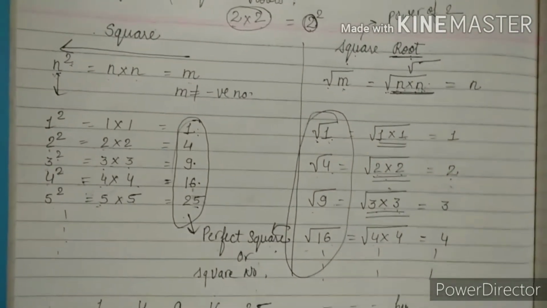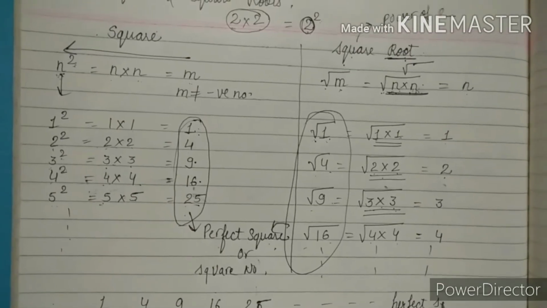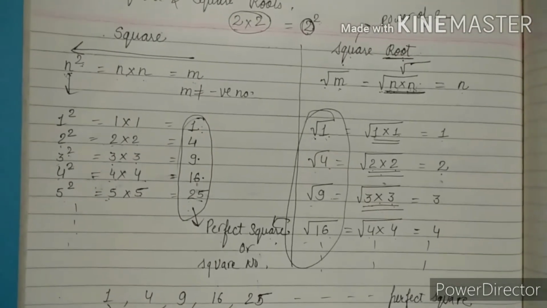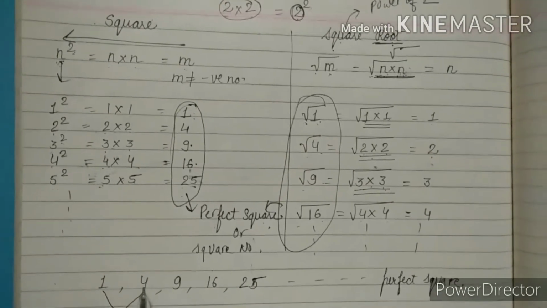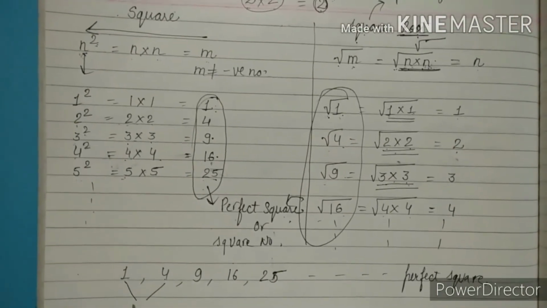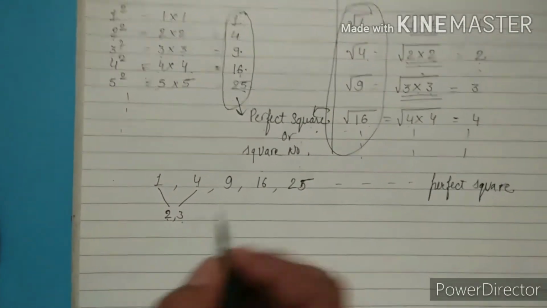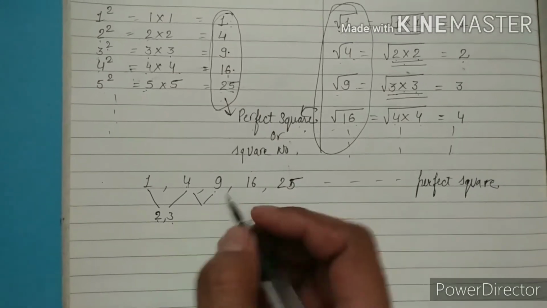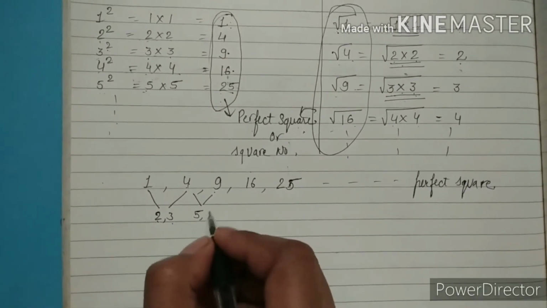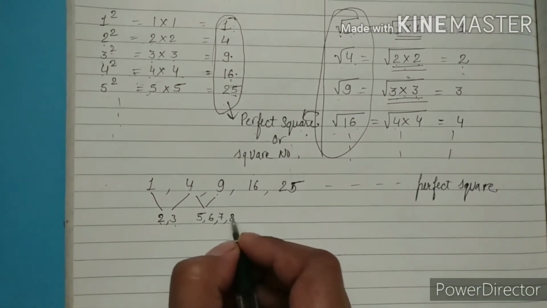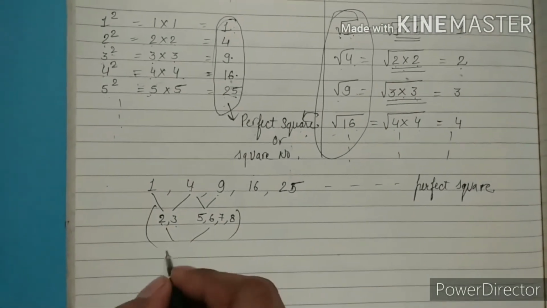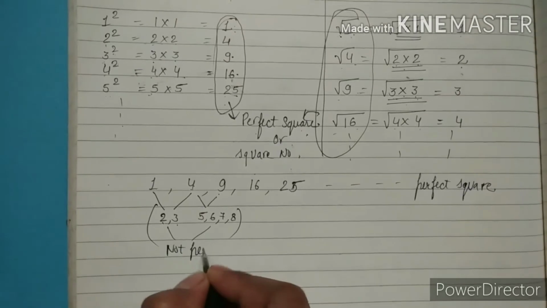Up to so on, they are perfect squares. As you can see here, after 1, 4 will come. So 2 and 3 did not come. Here after 4 we have taken 9. We did not take 5, 6, 7, 8. They are not taken because they are not perfect squares.